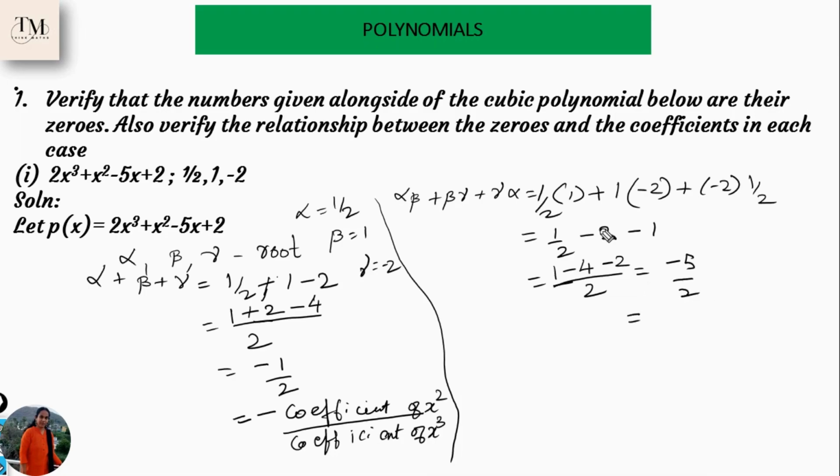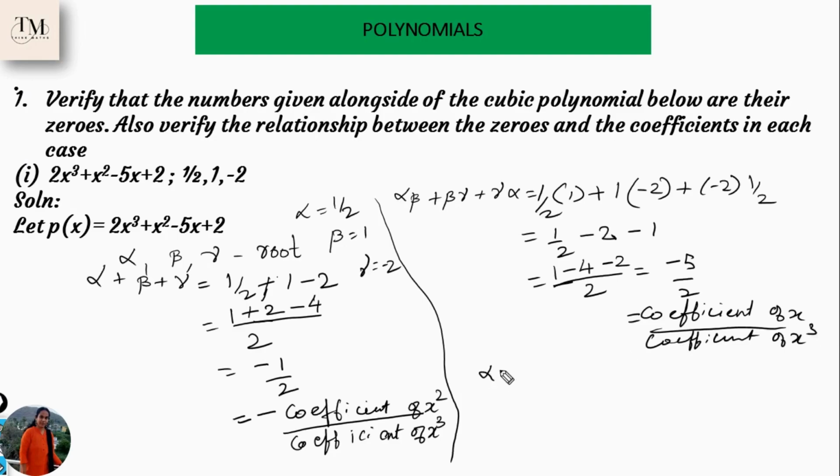So here minus 5 is nothing but coefficient of x. So we can write as coefficient of x divided by coefficient of x cube. So second relation is proved.